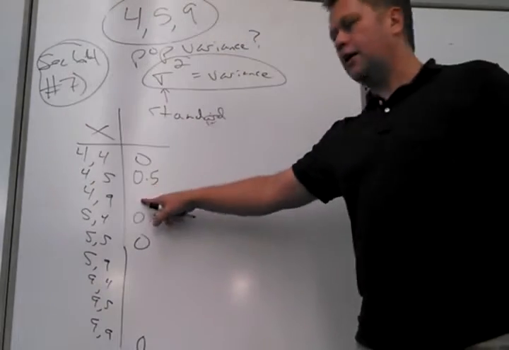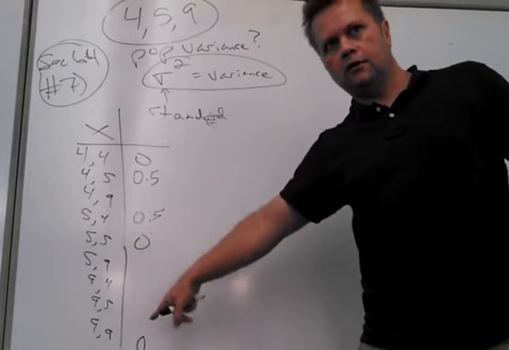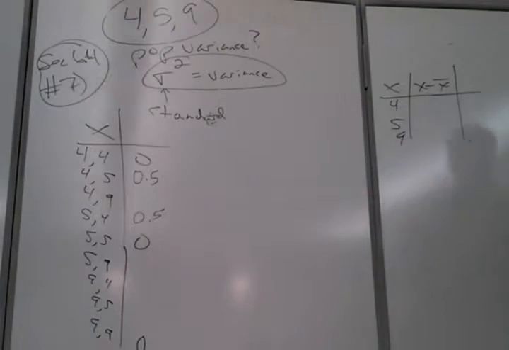So then when you do 4, 9, the answer will also be true for 9, 4. Right? So you go back to stat, edit, make it 4, 9. Stat, calc, one var stats. So what number do I want to use now? Yeah, 3.536 roughly.